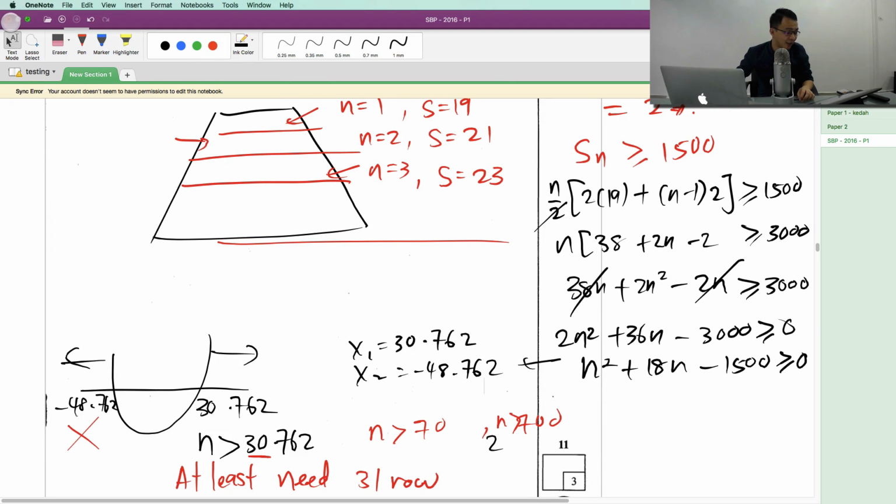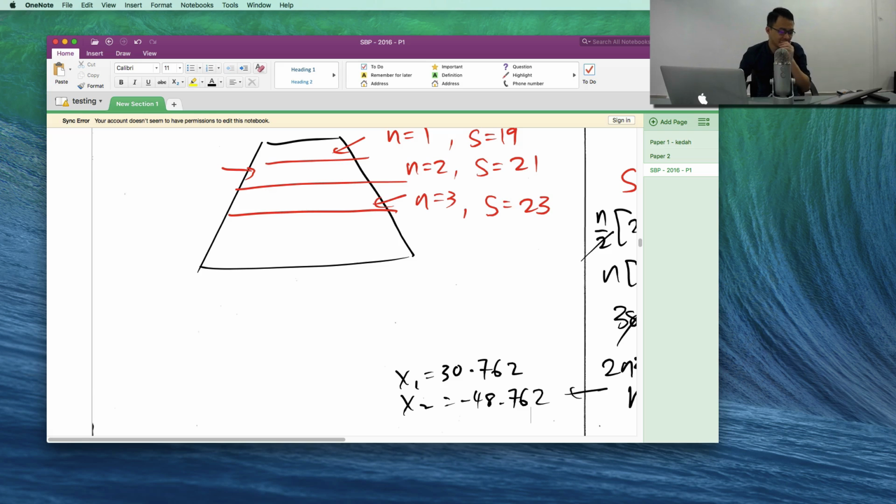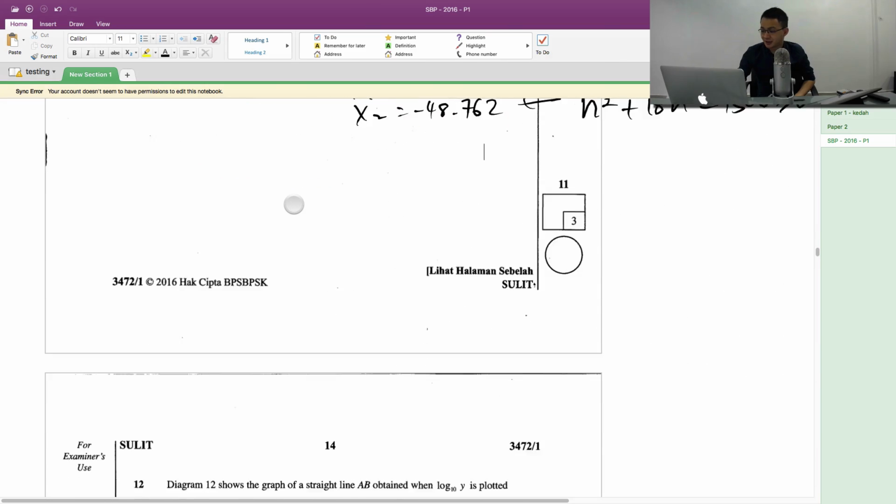It hung again, so I will need to close and open it again. Okay, so far so good. Is there anything you can't understand? No, right?